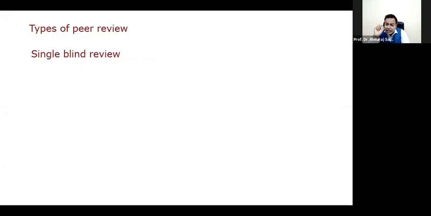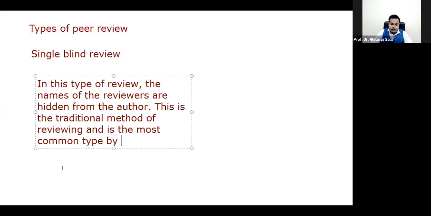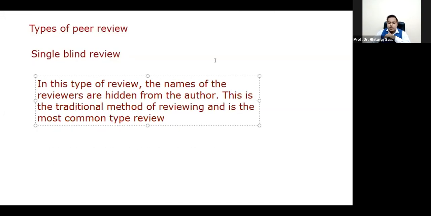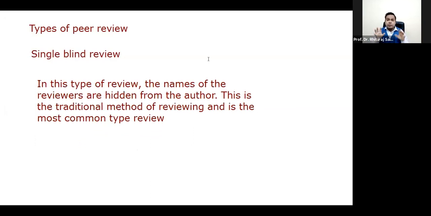Everyone is saying peer review process, so what are the types of peer review process? First, I would like to mention the single blind review. Okay, single blind review process. So what is this? In this case, the names of the reviewers are hidden from the author.